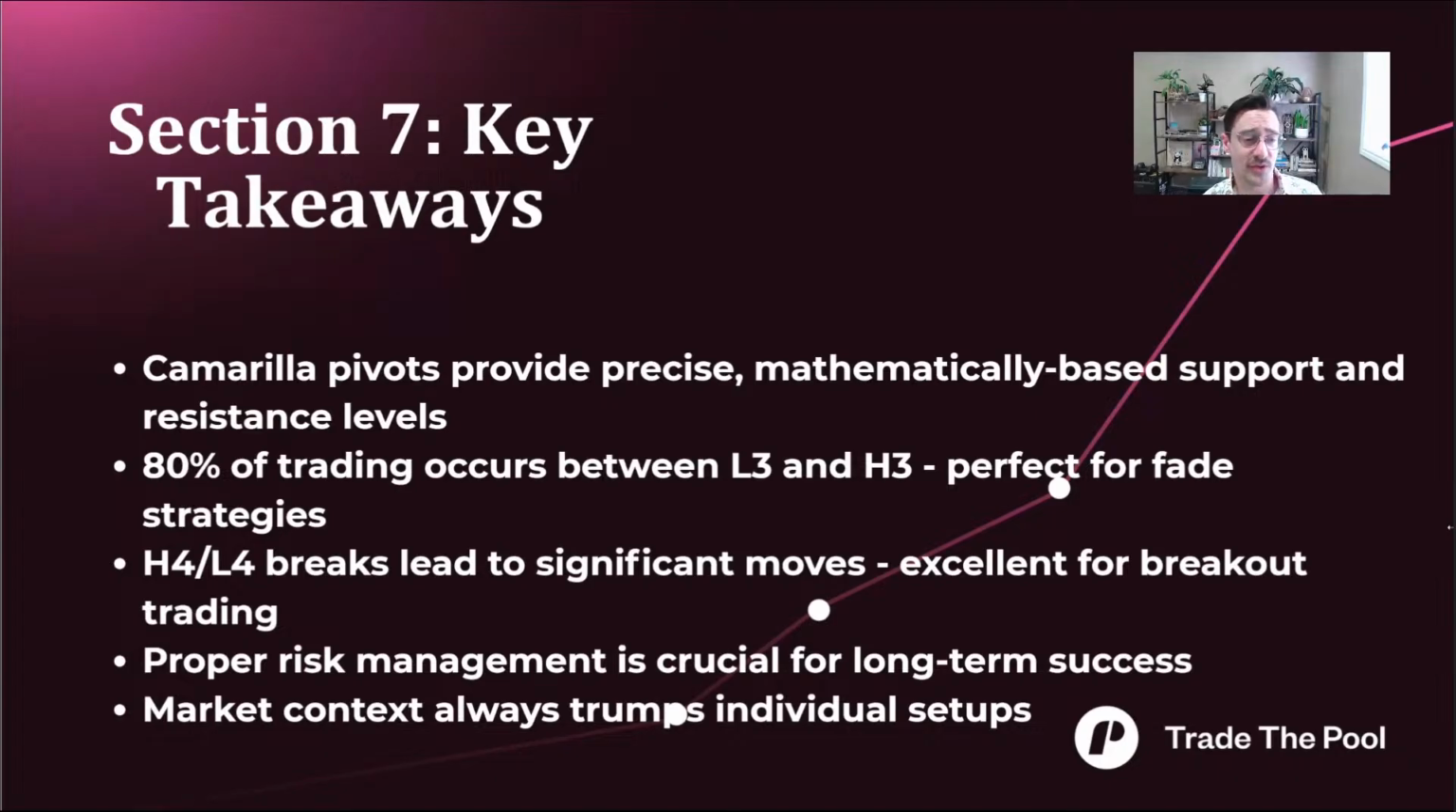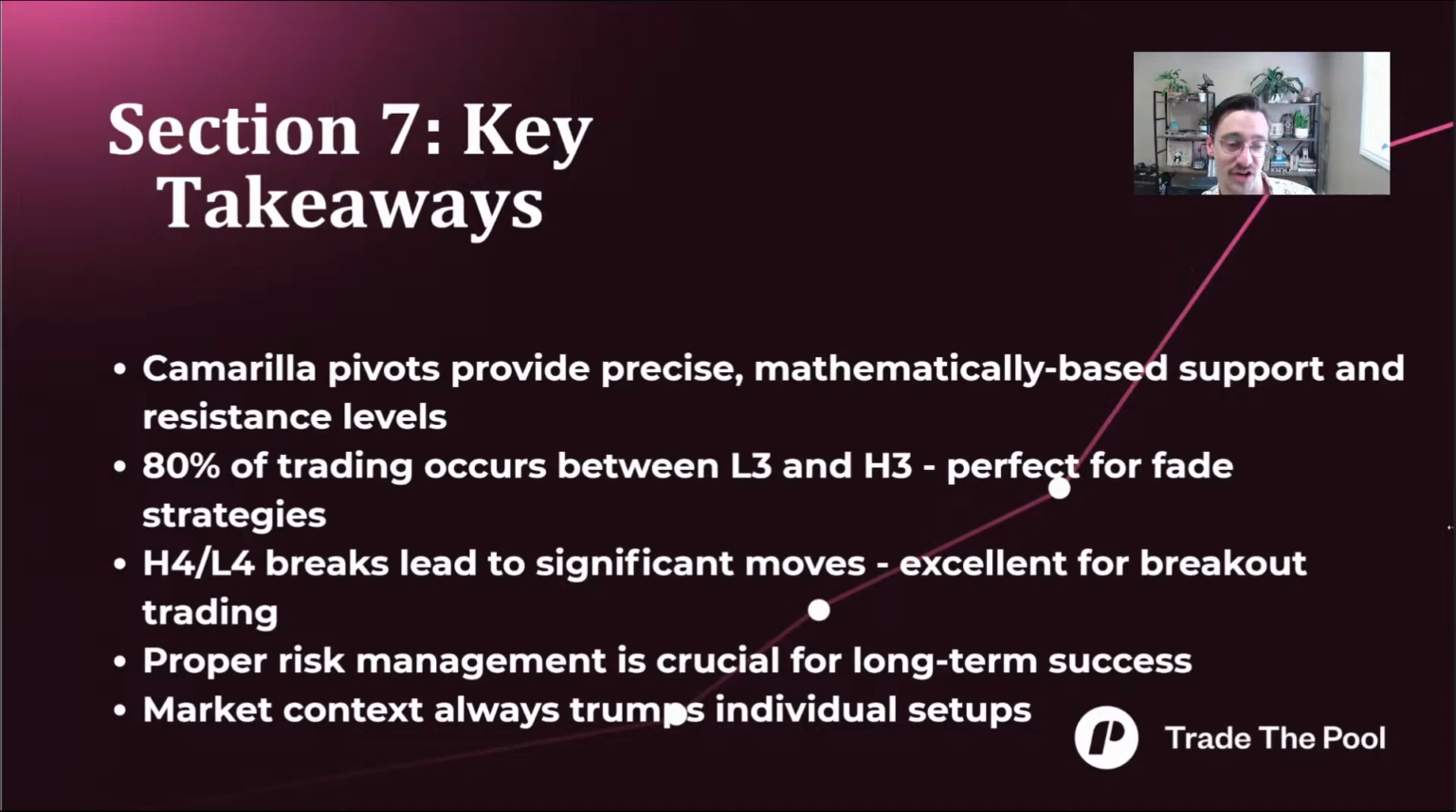But yeah, so we have the Camarilla pivots. They provide precise mathematically based support and resistance levels. They're going to be very reliable compared to normal pivots. 80% of trading will occur between those L3 and H3. You can consider this your value area, and it's perfect to fade in between the extremes of this area. If you get the breakout of this value area, of this H4 or L4, then you tend to have really significant moves, those actual breakouts.